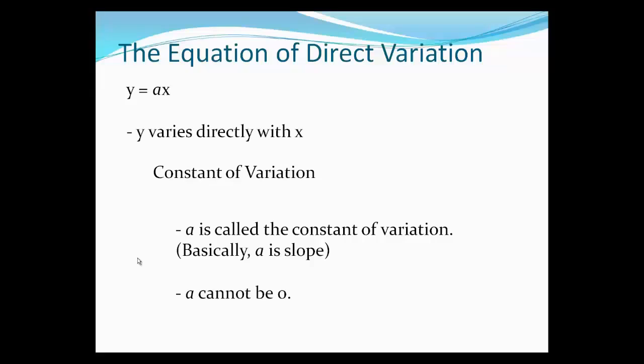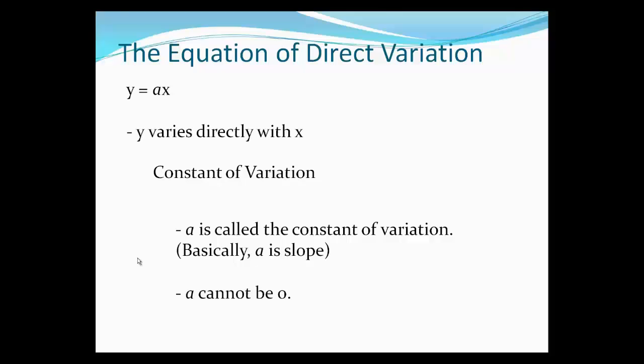All right, the equation for direct variation is linear. It's in the form y equals ax. So it is actually a line. X is to the first power and it's in the numerator, so we know it's a line. This is read as y varies directly with x.